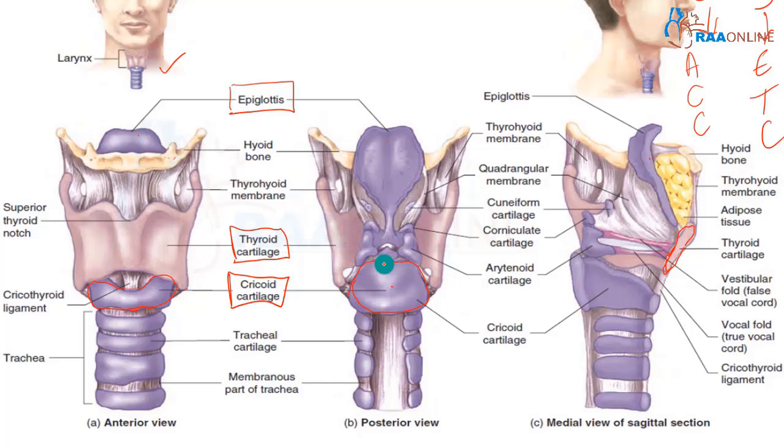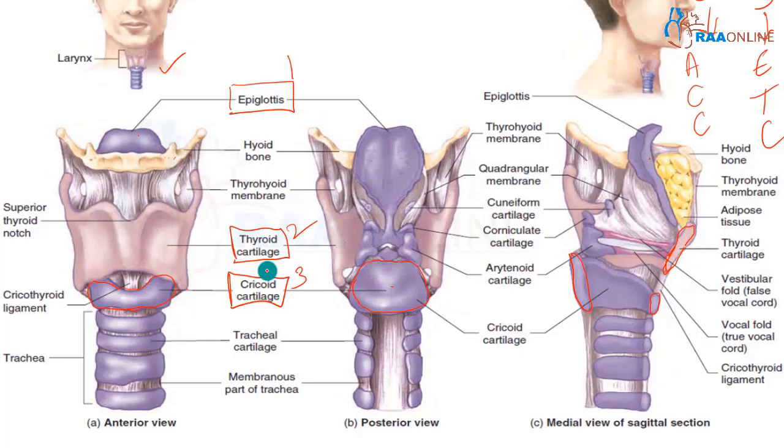Coming to the lateral view, medial view of the sagittal section. When a sagittal section is being done, we are able to see the cricoid cartilage here. See, the posterior aspect is a little higher when compared to the anterior aspect. So this is the cricoid cartilage. So 1 epiglottis, 2 thyroid and 3 cricoid cartilage. These are all unpaired cartilages of the larynx.